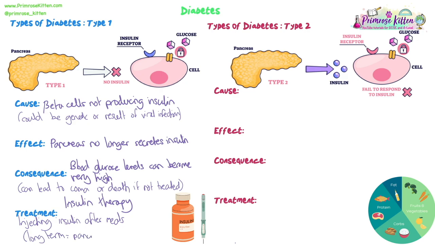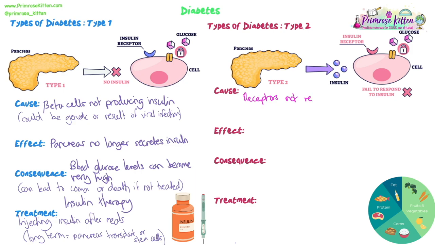Long term, there are obviously the options of replacing those damaged cells in the pancreas with potentially a pancreas transplant, but this would involve taking anti-rejection medication, or stem cells. Again, that can involve anti-rejection medication, and again, these are really serious long-term treatments. They're not regularly offered to people with type 1 diabetes.